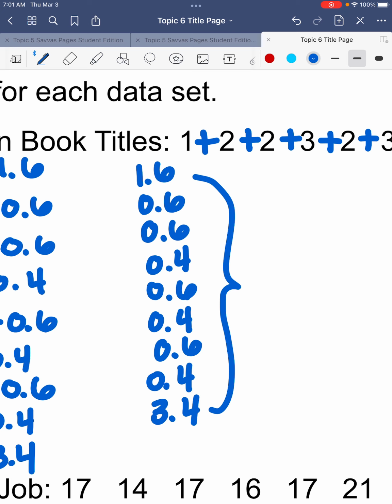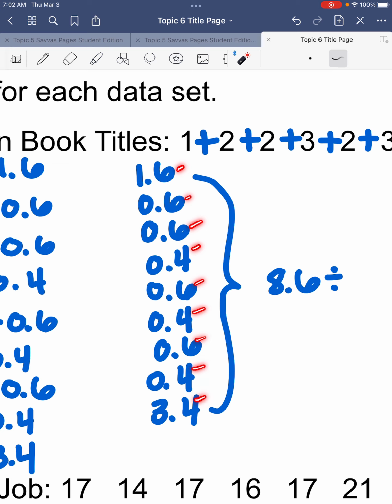So I'm using my calculator. I've got 1.6 plus 0.6 plus 0.6 plus 0.4 plus 0.6 plus 0.4 plus 0.6 plus 0.4 plus 3.4. And when I add all that up, I get 8.6. I'm going to divide that by the total number of terms we have, which remember is 9.